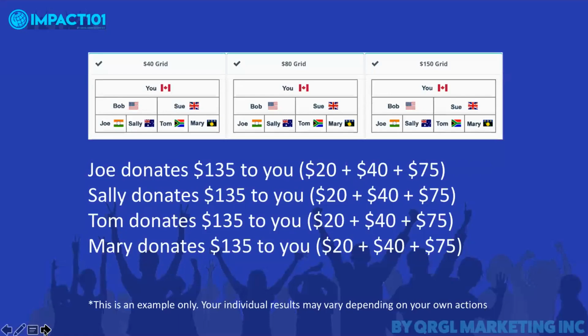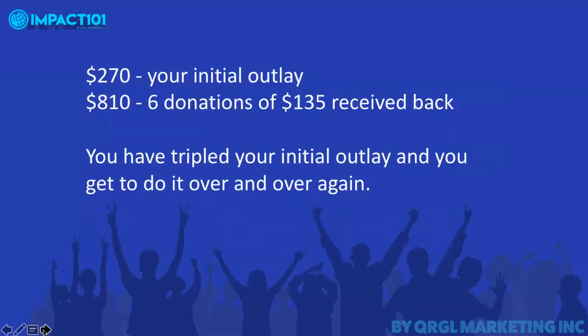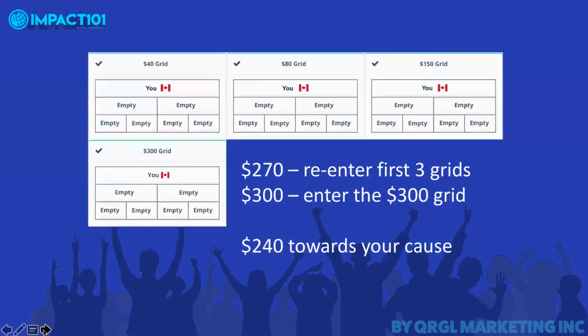So let's look at what happened. Your initial outlay was $270, and you've now received $810 in donations back. You've tripled your initial outlay, and the great news is you get to do it over and over again. So here's what you do next to maximize your donations.